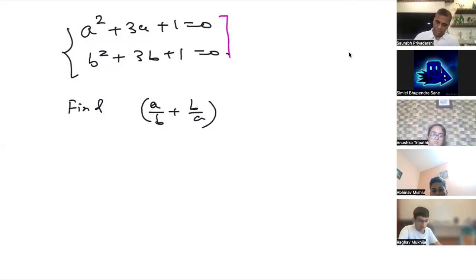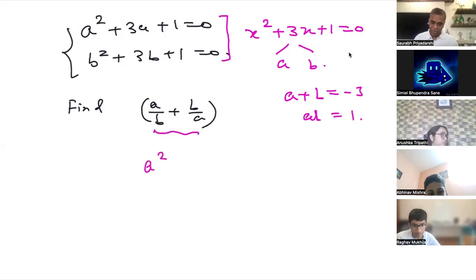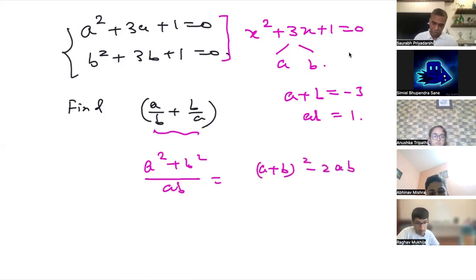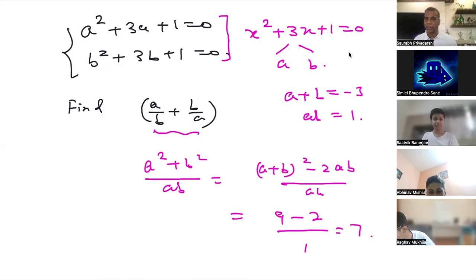Going in this direction, you are writing x square plus 3x plus 1 is equal to 0, having roots a and b. So, I can write a plus b is minus 3 and a into b is 1. Now, from this, I have to find a square plus b square by ab. This I can write as a plus b the whole square minus 2ab by ab. A plus b squared is 9, minus 2, by 1, I guess. Yes. Everyone is getting this, right?